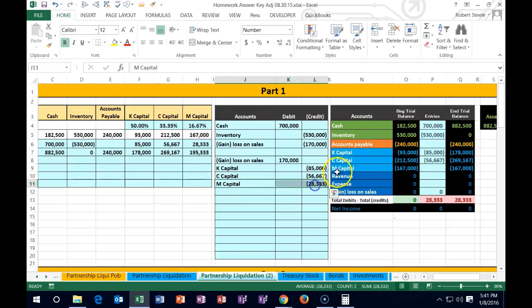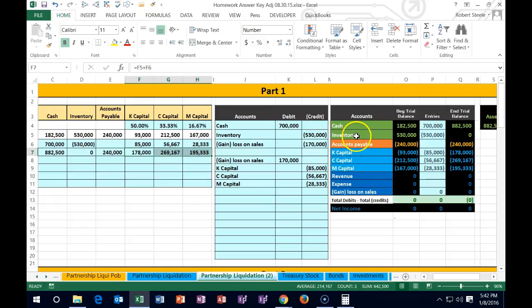We've got M's, the last one. M is here. We're going to post it to the blue section in P9. We're going to say this equals, point to the 28333. That'll bring the capital account up and put us back in balance. So now we've basically closed out net income and posted it to the capital account. These are our new capital account balances represented in the trial balance. And these are the capital account balances represented in our little worksheet over here.